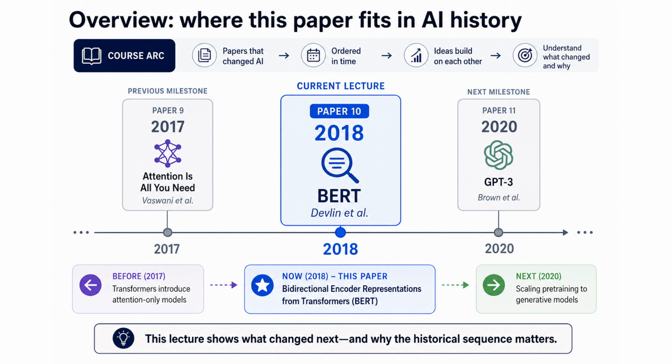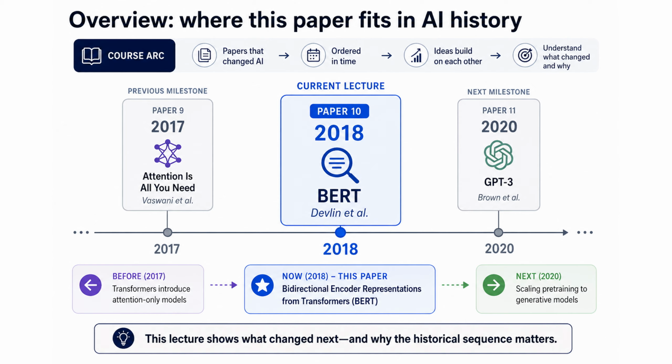This course traces the history of AI through the papers that changed the field over time. This lecture is paper 10 in the sequence, set in 2018, and it focuses on BERT by Devlin et al. By this point in the timeline, the field has already moved beyond "Attention Is All You Need" from 2017. This lecture shows what changed next and why the historical sequence matters.